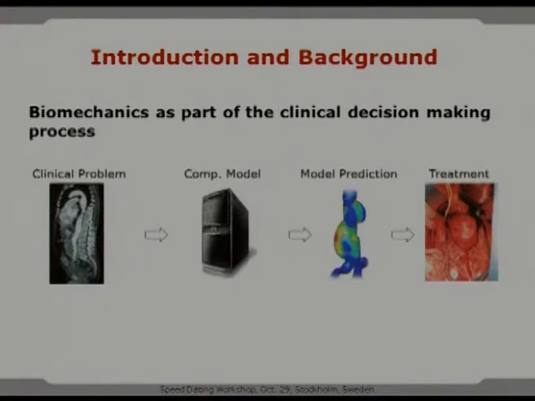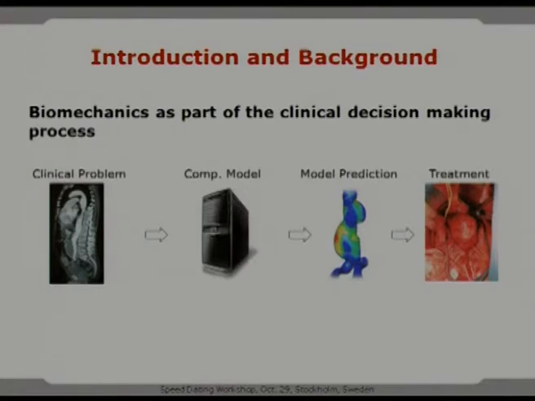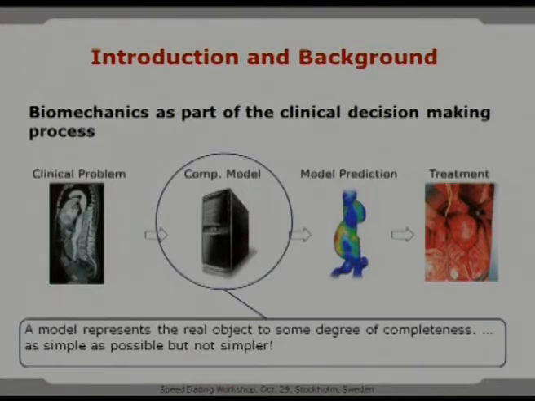Based on this information, we built a computational model, and this computational model is then able to predict something. And the something what we predict here is tension in the wall, because the tension in the wall will give a better idea if this will rupture or not. And based on this information, we then can justify such an intervention or not.